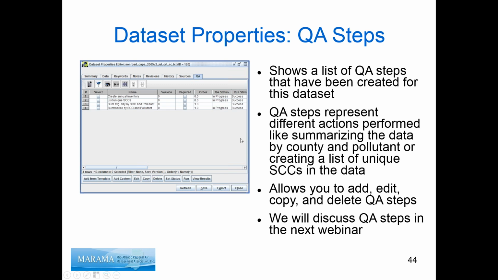And the last tab, which we'll only touch on briefly today, because again, this will be the subject of the next webinar, is the QA tab. This shows a list of QA steps that have been created for the data set. As we talked about very briefly, a QA step is one of these different kinds of actions we can take, like summarizing the data, creating a list of unique SCCs, computing different aspects of data, doing comparisons and whatnot. So this QA tab is where you will be working with these steps. You'll create steps, edit them, run them. Again, we're going to talk about this in detail in our next webinar.